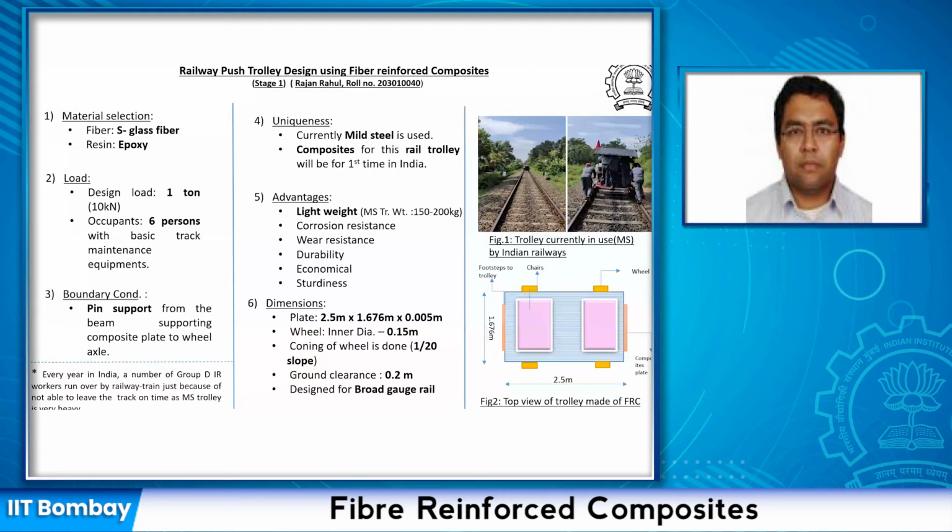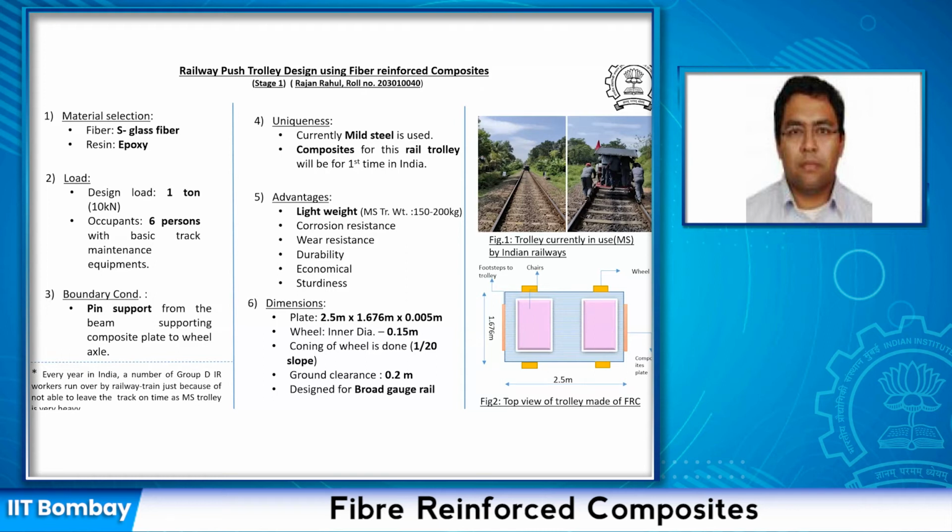Now let us come to the load. The design load is 1 ton, which is equivalent to 10 kilonewton. Basically, 6 maintenance persons can occupy this trolley and go a long distance on the track, and then they can maintain it with basic maintenance equipment.